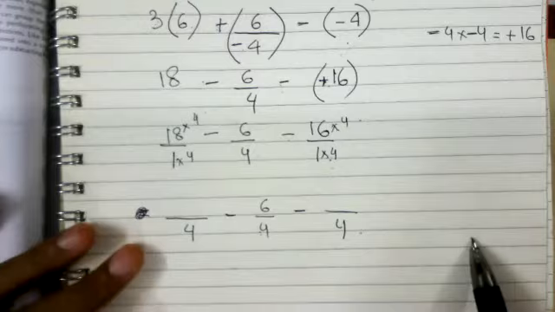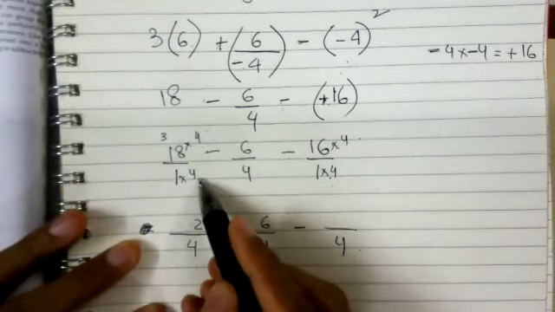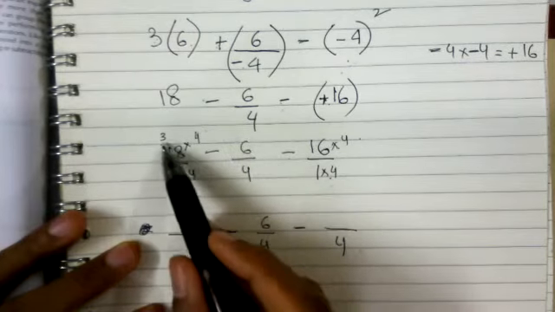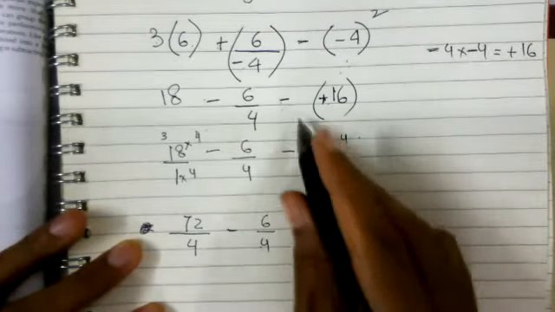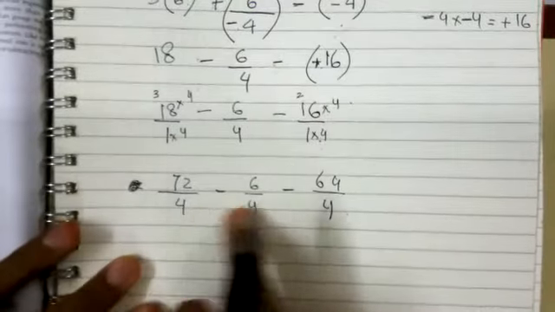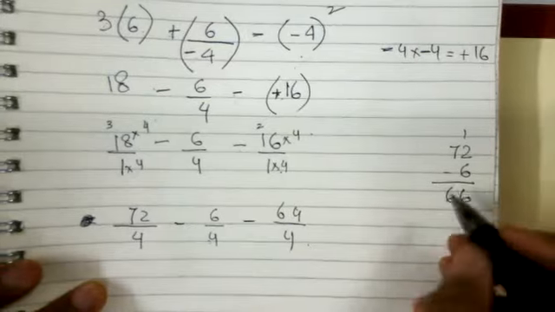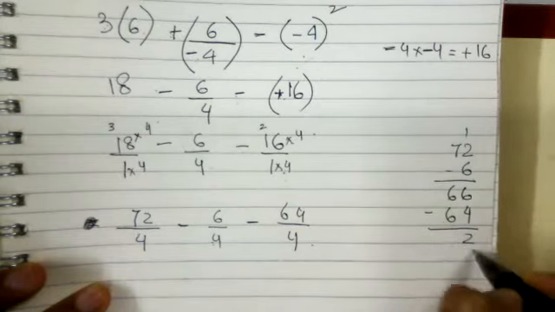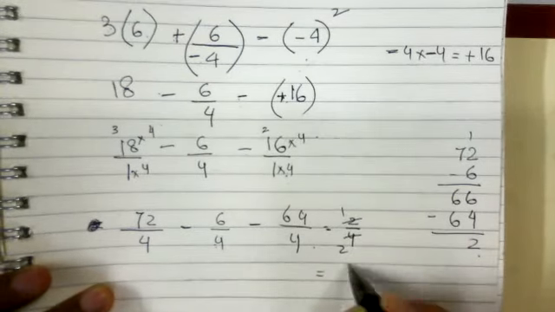Okay, so 4 8s are 32. If I'm multiplying the denominator by some number, I have to multiply the numerator also by the same number. So 4 8s are 32, plus 4 is 36... so 72, and this is 4 6s are 24, plus 4 is 64. Okay, so now all the denominators are the same. I just have to subtract. 72 minus 6 is 66. And then that minus 64 is 2. So 2 over 4, which can be further simplified to 1 over 2.